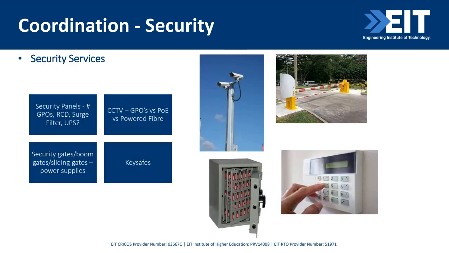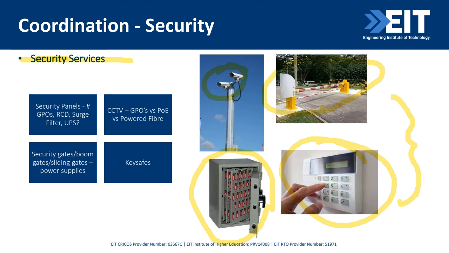All right, security services. Again, sometimes this is covered by ICT, but what we're talking about for security really is security panels, CCTV, other things that might be boom gates or similar, security gates, sliding gates, and some bespoke equipment. So they've still got things like key safes that might need a power point. So we need to talk to security services about what equipment they have, and this is just a few examples, so that we can coordinate power to those items.